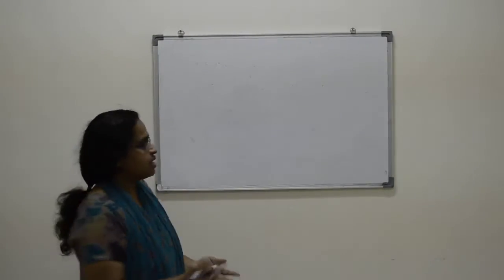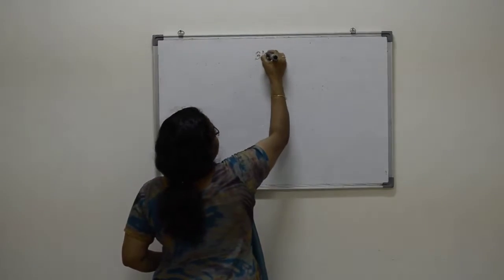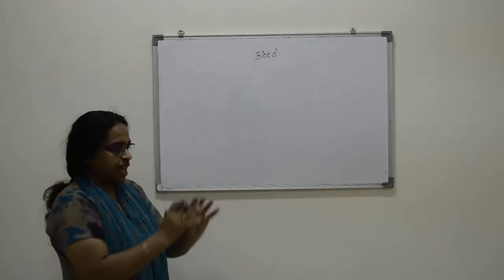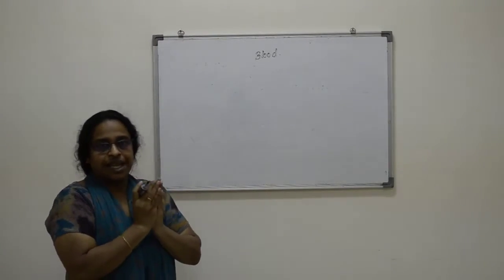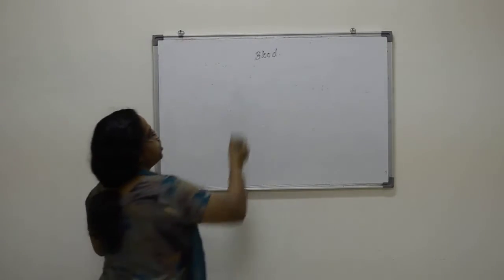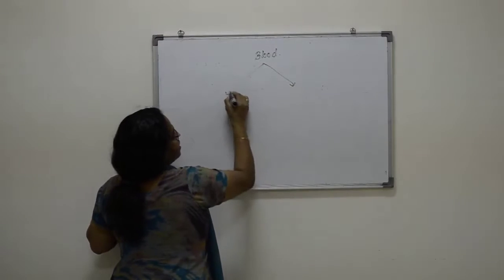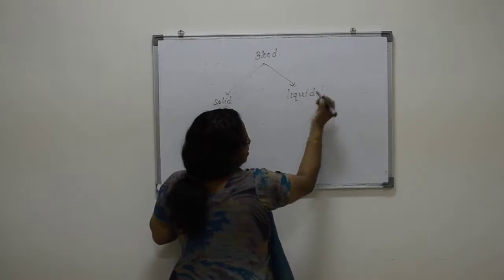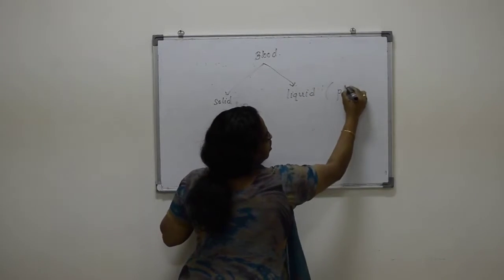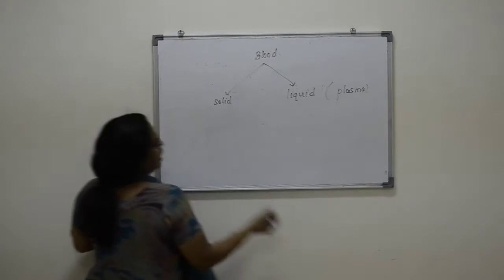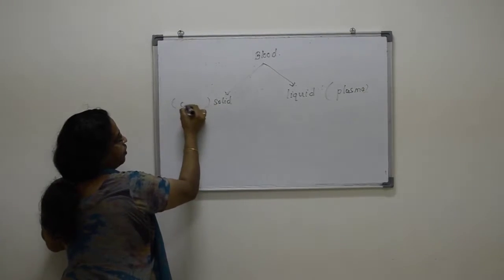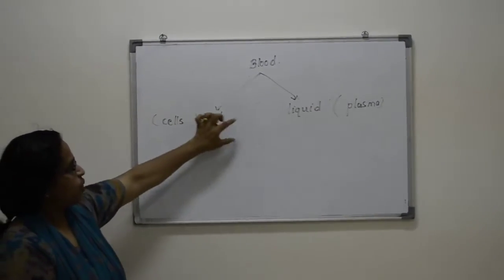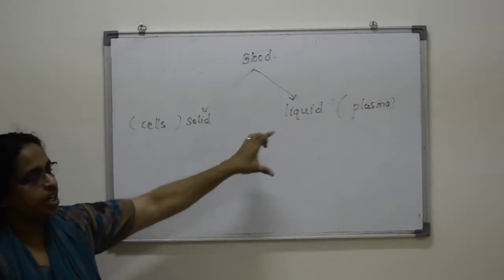Now we will move on to the last topic, that is the transporting medium, blood. You know that blood is a liquid, but as you see, blood is not a liquid only, it has two parts. It has a solid part and a liquid part. The liquid part is known as plasma and the solid parts are made of different kinds of cells. Now we must know which are the different parts and what they do.